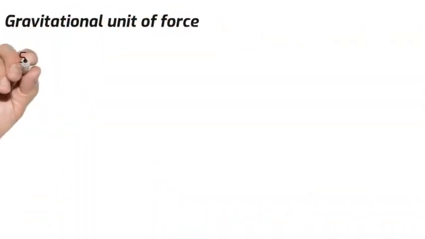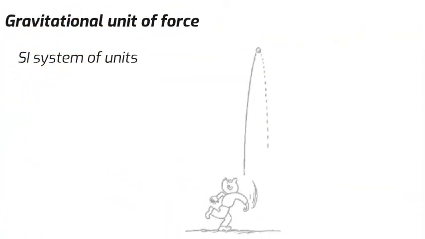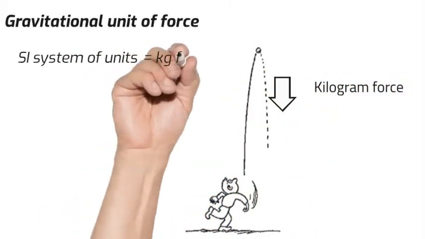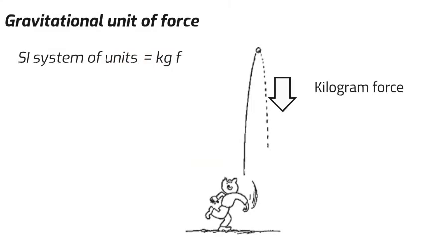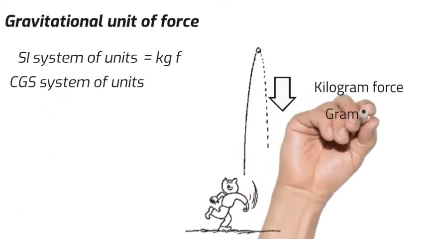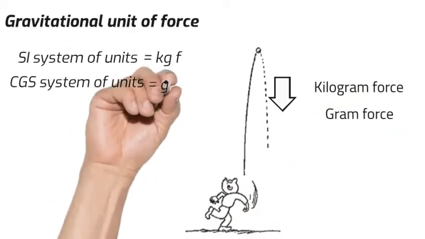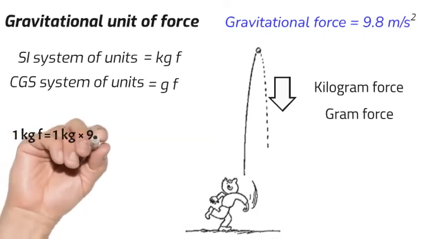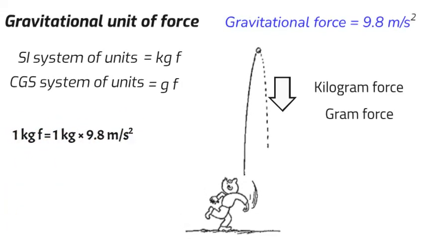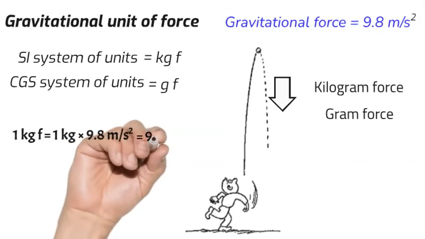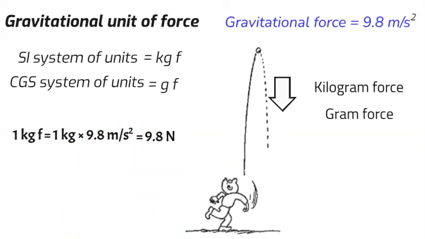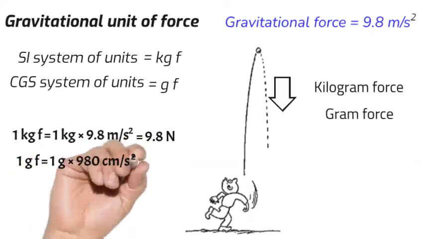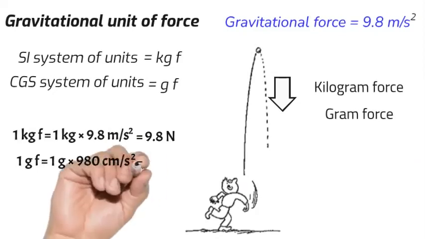Gravitational unit of force. In the SI system of units, the gravitational unit of force is kilogram force, represented by kgf. In the CGS system, its unit is gram force, represented by gf. That is, 1 kilogram force equals 1 kilogram into 9.8 meter per second square, which is equal to 9.8 Newton. 1 gram force equals 1 gram into 980 centimeter per second square, which equals 980 dyne.